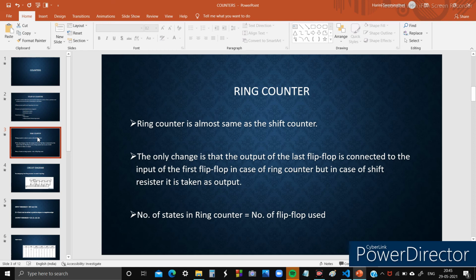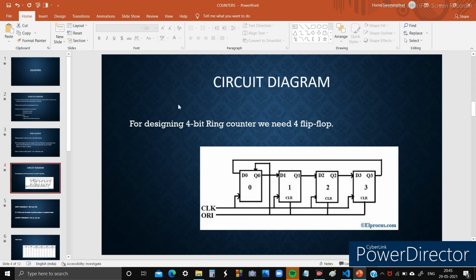Ring counter. A ring counter is almost the same as a shift register. The only change is that the output of the last flip-flop is connected to the input of the first flip-flop in the case of a ring counter, but in the case of a shift register, it is taken as the output. The number of states in a ring counter is equal to the number of flip-flops used.